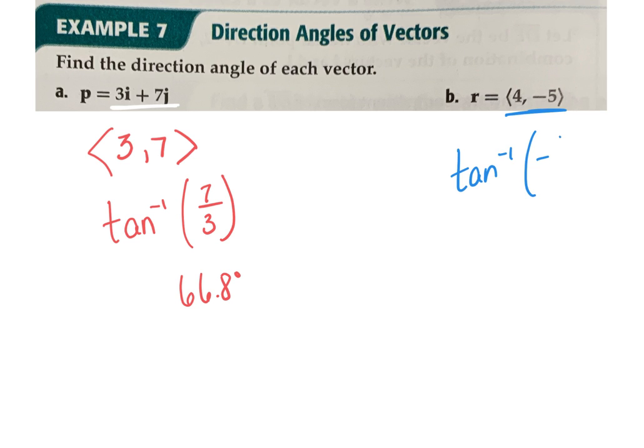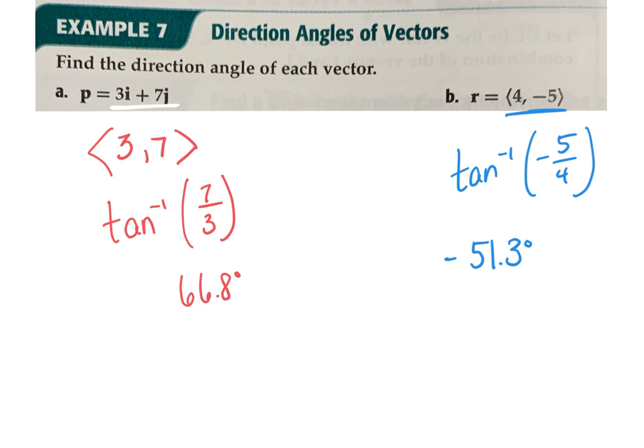What happens when you plug in -5 over 4 into your inverse tangent in your calculators? What happens? So you get -51.3 degrees. All right. Here's the deal. That is an accurate answer. However, I'm not going to give direction in negative degrees.